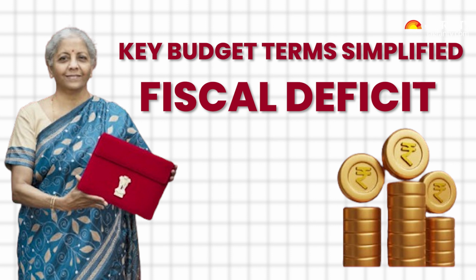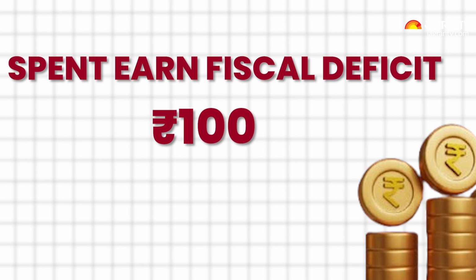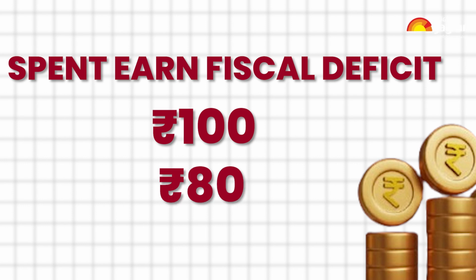First up, fiscal deficit. Fancy term, but here's the deal. If you spend rupees 100 but only earn rupees 80, that rupees 20 gap is your fiscal deficit. It's like government borrowing to make ends meet.